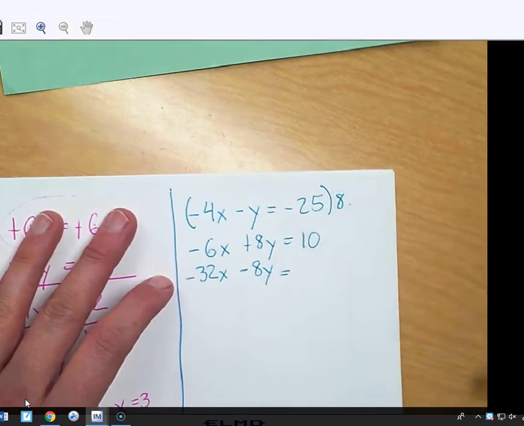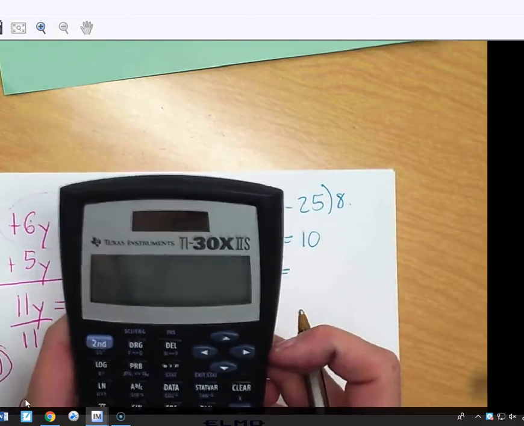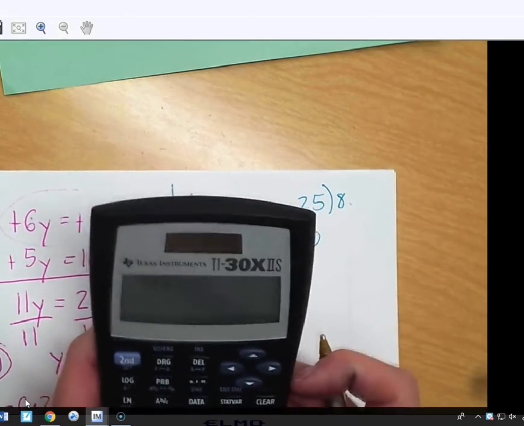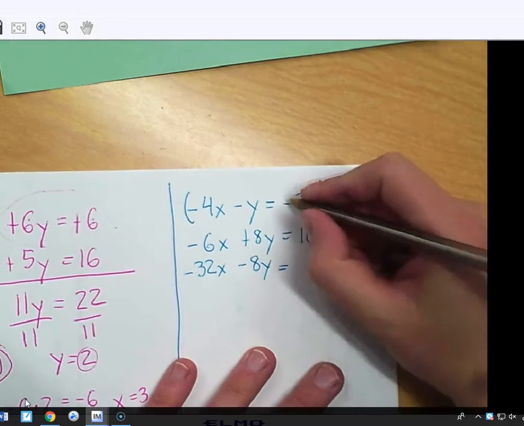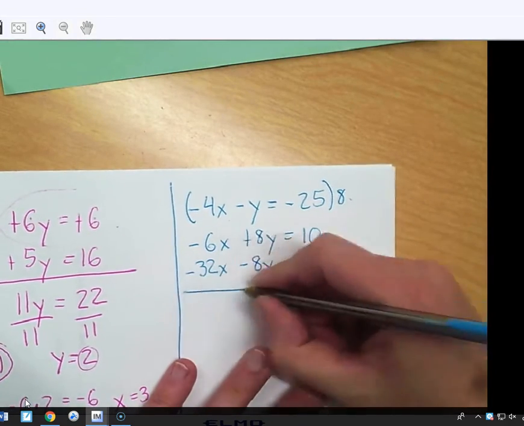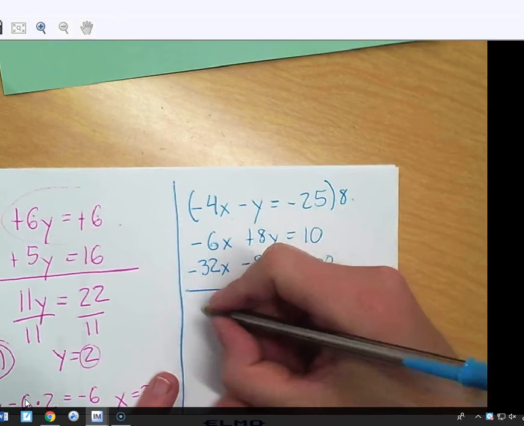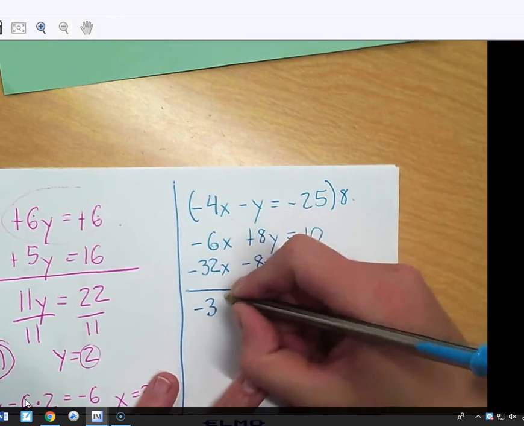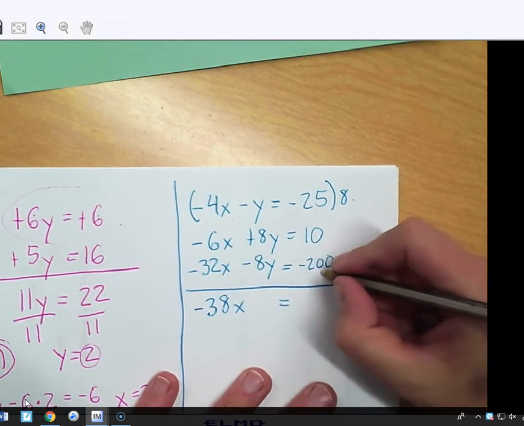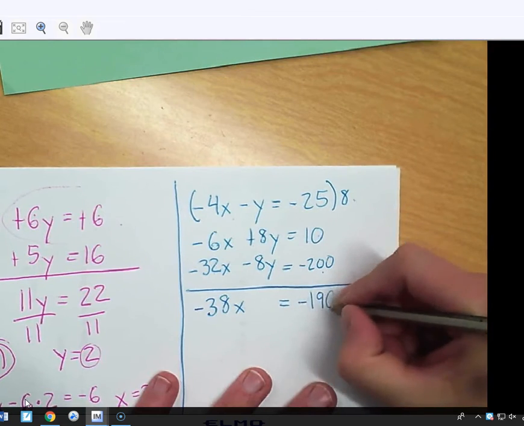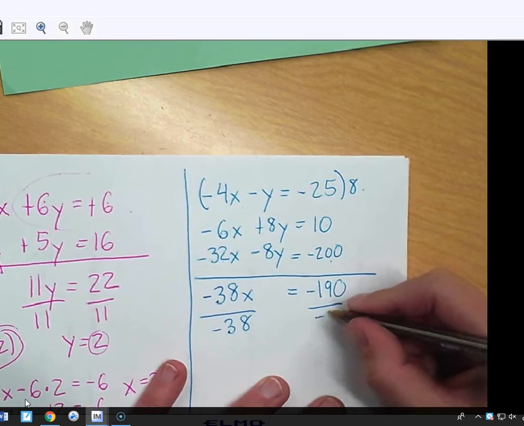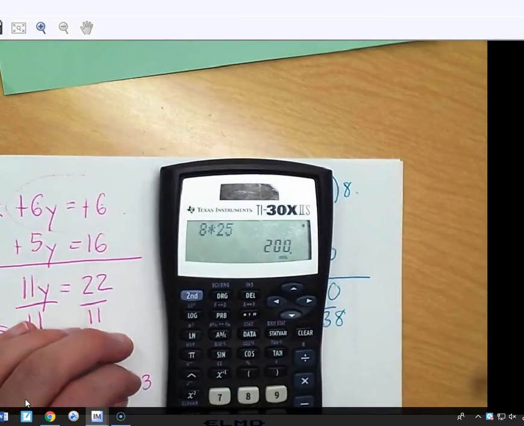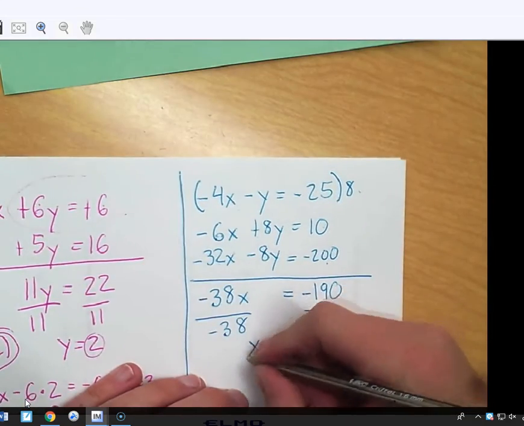8 times 25, grab a calculator for that, even though it's 200. 8 times 25, let's try it again. It is 200. Is equal to, and it's a negative, so negative 200. Now I add them together. Negative 6 and negative 32 make negative 38. Negative 10 and negative 200 make negative 210. Divide both sides by negative 38, and I get negative 190 divided by negative 38, 5. X equals 5.